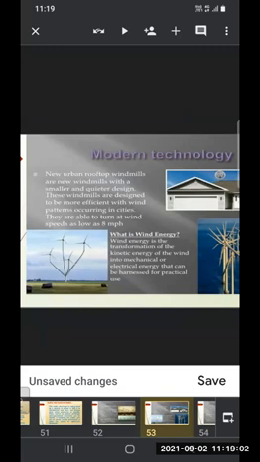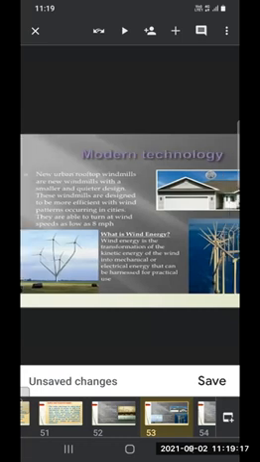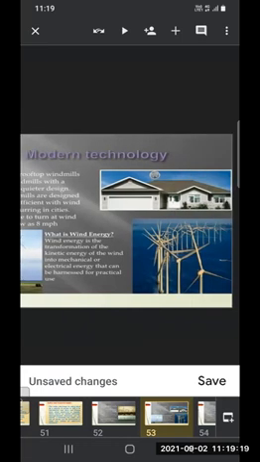So, what is wind energy? Wind energy is the transformation of the kinetic energy of the wind into mechanical or electrical energy that can be harnessed for practical use. Now, we have seen these big machines of a wind farm.